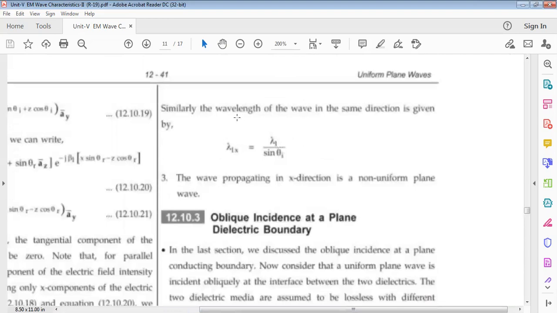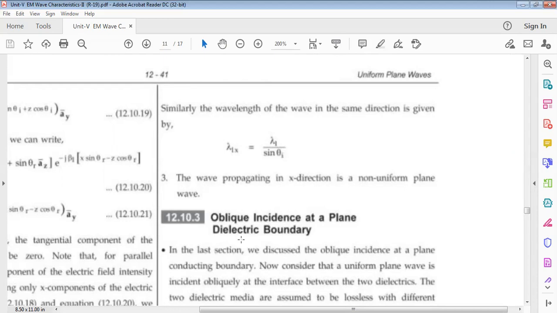Similarly, the wavelength of the wave in the same direction is lambda 1x is equal to lambda 1 by sine theta I. The wave propagation in the x direction is a non-uniform plane wave, with velocity V1 by sine theta I and wavelength lambda 1 by sine theta I. Okay, my dear students.